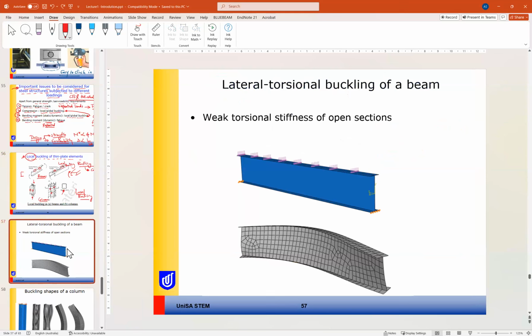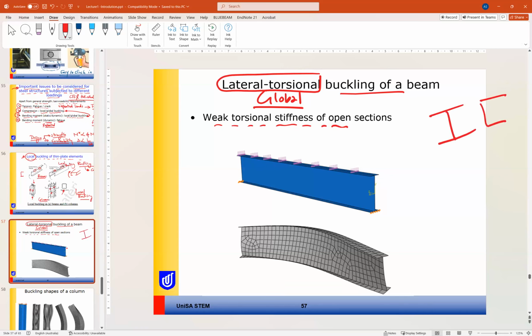But here, let's see the global buckling behavior. One of the global buckling behaviors is the lateral torsional buckling of the beam. The lateral torsional buckling of the beam happens due to weak torsional stiffness of the open section. So an open section, like an I beam or C section, is susceptible to lateral torsional buckling due to weak torsional stiffness. This is due to the nature of the open section.